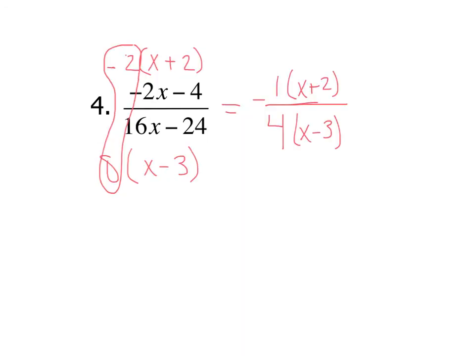Here's number 4. Negative 2 over 8 reduced to negative 1/4. Technically, you don't need the 1 on the top, but I put it there just so you see that I got it reduced to negative 1/4.